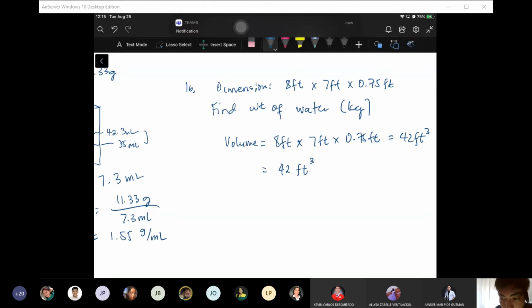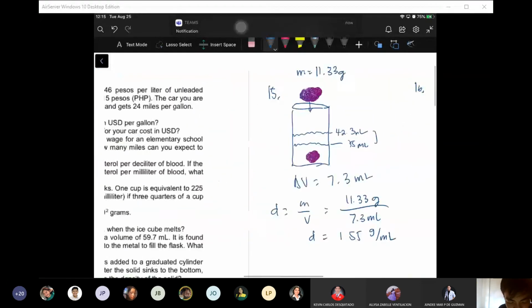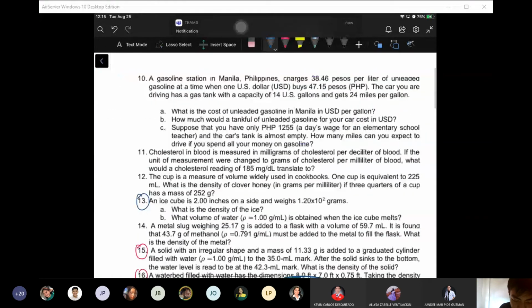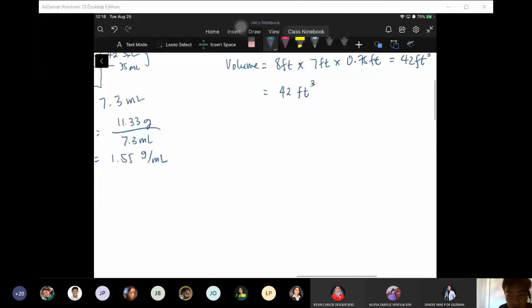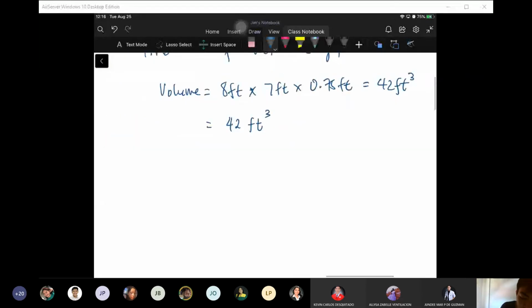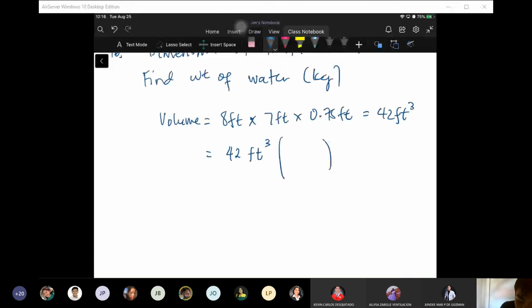Then, ano susunod na gagawin, no? What we can do is convert the 42 cubic feet into cubic centimeter. Okay, so bakit cubic centimeter? Because our density is expressed in grams per cubic centimeter. So the unit for volume should also be cubic centimeter for it to be cancelled now. Okay, so convert muna natin yung feet to inches. Ayan. Kasi wala tayong direct method from feet to centimeter. What we have is feet to inches, then inches to centimeter.